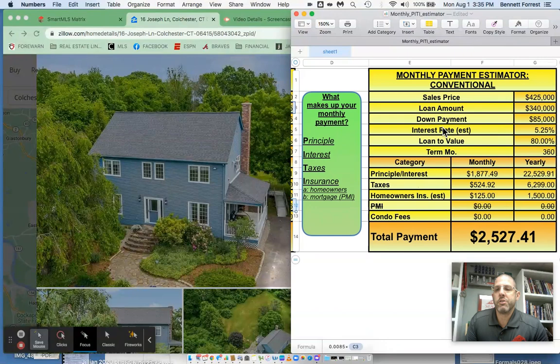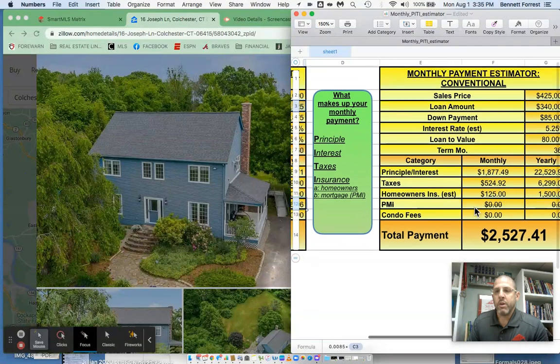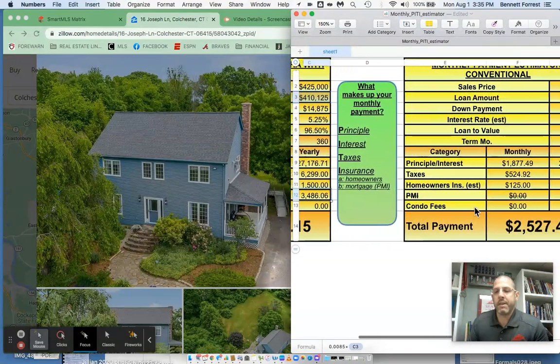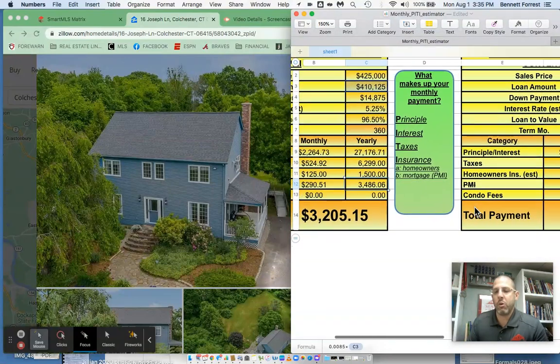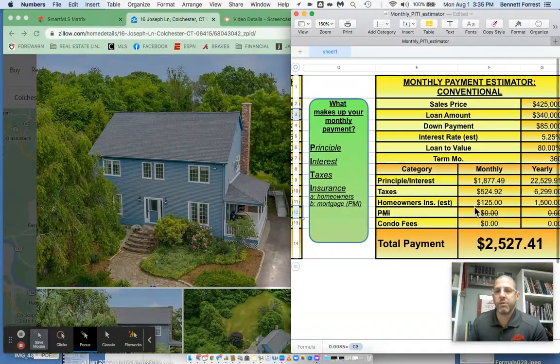So this is a conventional loan where they're borrowing 80%. The monthly payment is much lower because they're borrowing less, and the PMI being zero, that's also a significant amount. So the monthly payment in this scenario, same house, two different loan products, can vary by about $700.